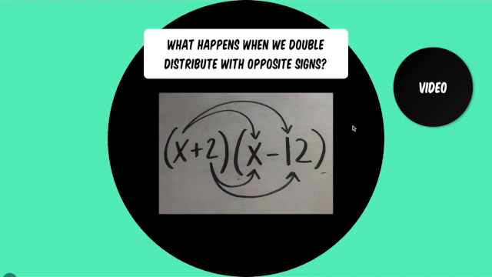We have already learned how to double distribute, but now we're going to be paying close attention to what happens when we double distribute with opposite signs. In our video, we are going to watch Ms. Franks double distribute x plus 2 times x minus 12.